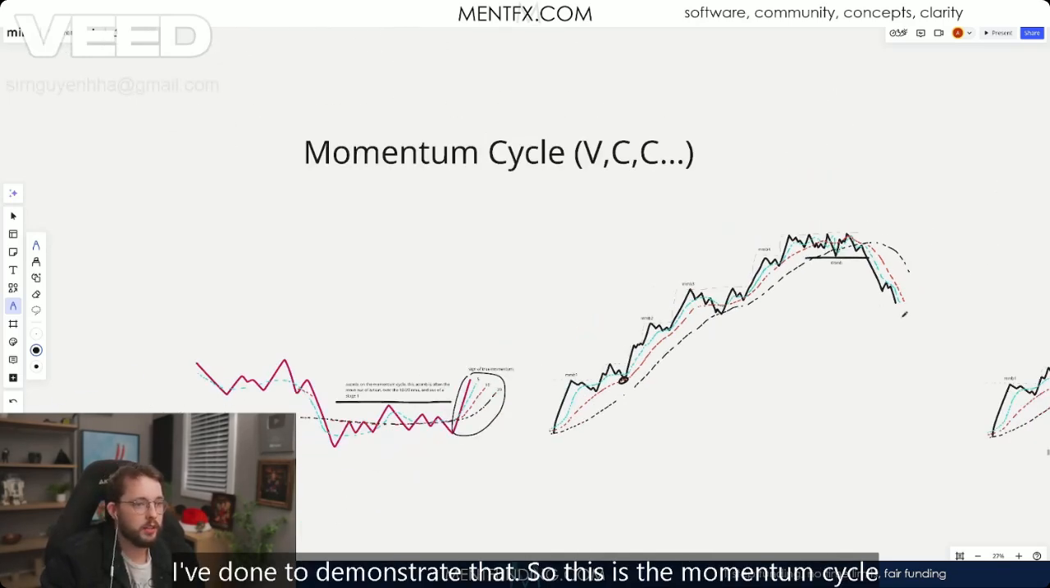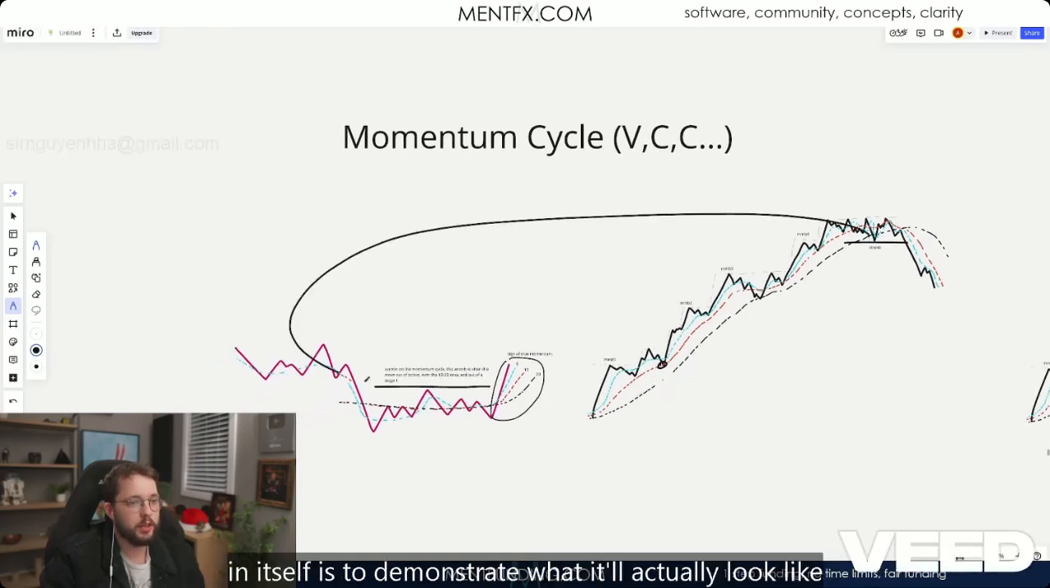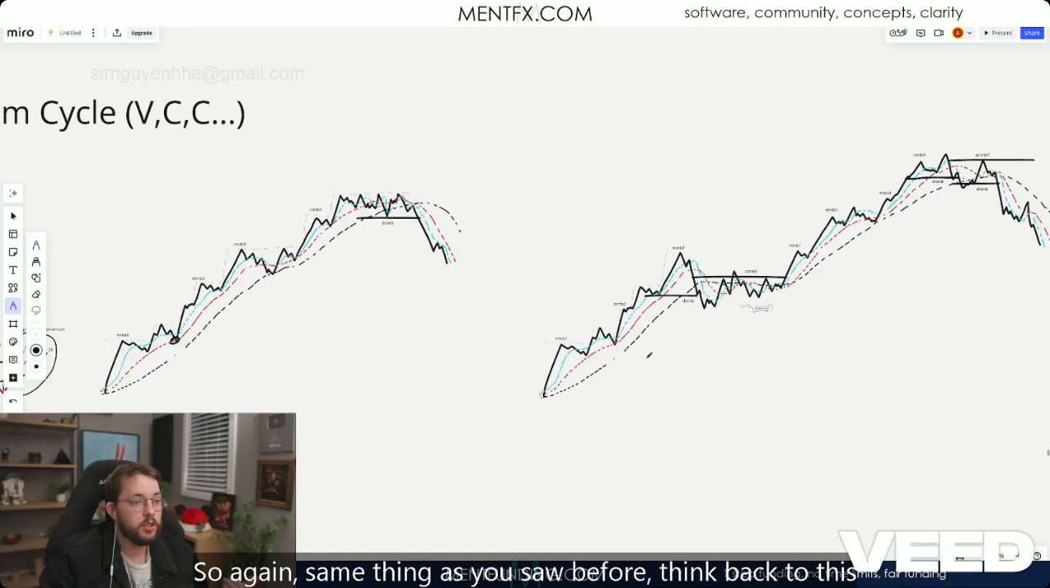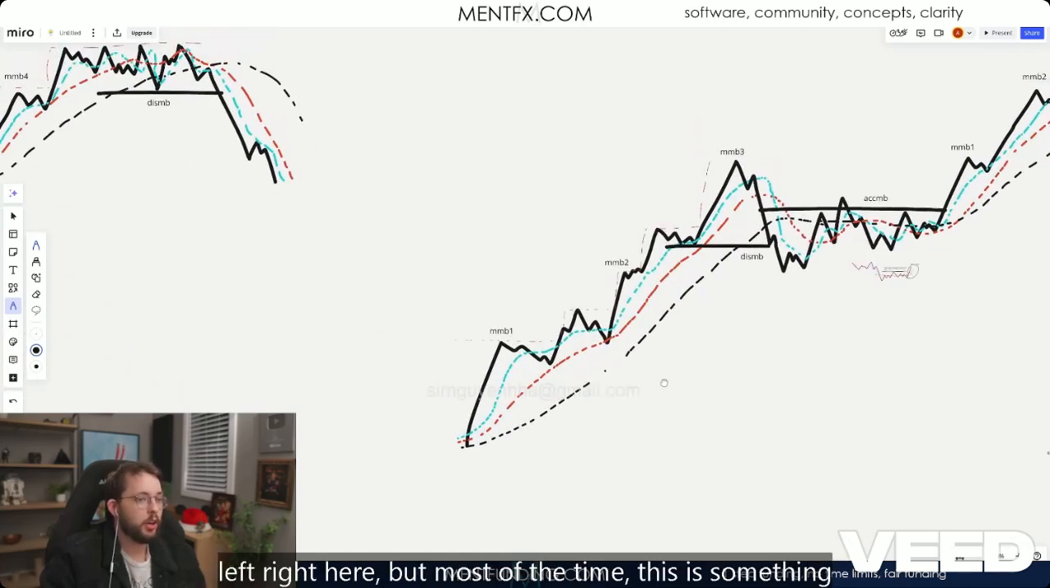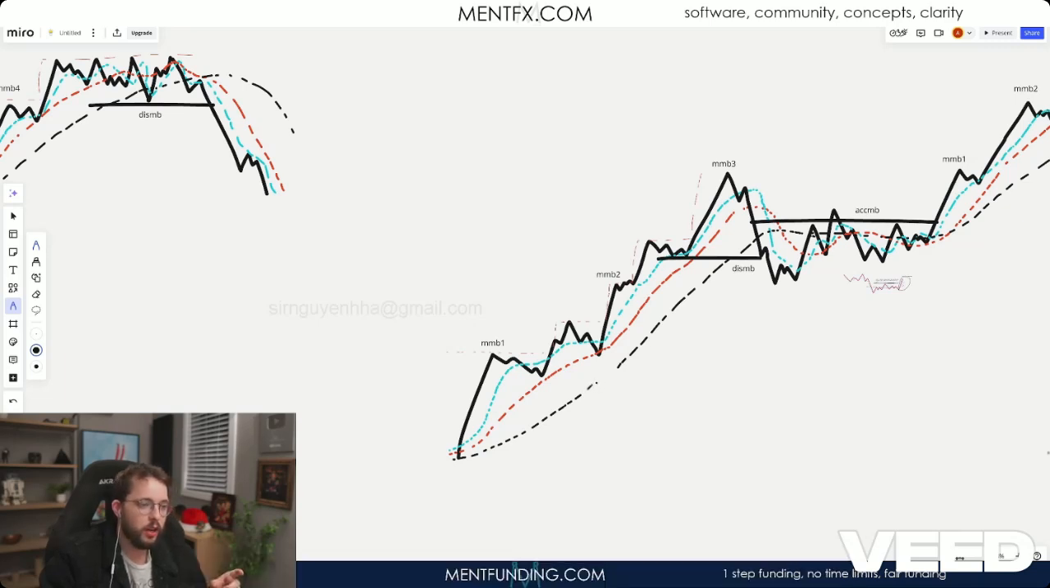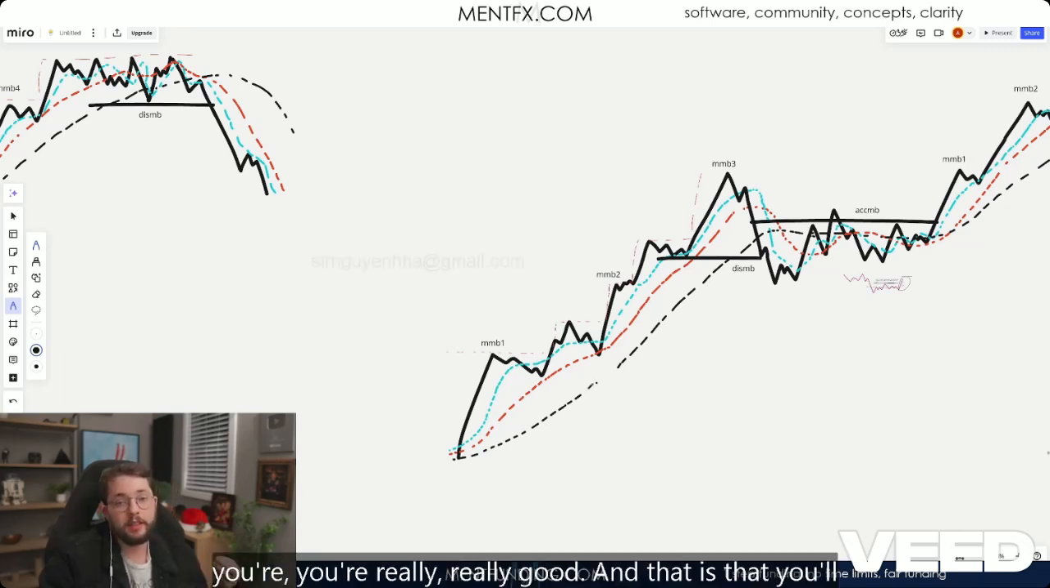And what I've done to demonstrate that, so this is the momentum cycle in itself, is to demonstrate what it'll actually look like for a real market. And oftentimes it's something like this. So again, same thing as you saw before. Think back to this left right here, but most of the time, this is something more along the lines of what you'll see in reference to a market that's really, really good.